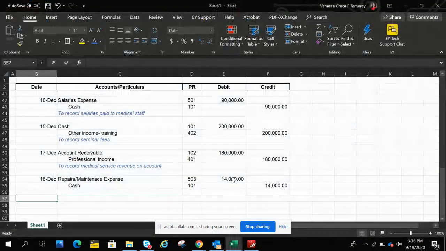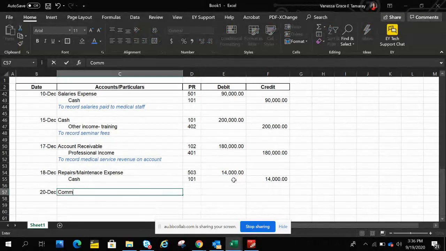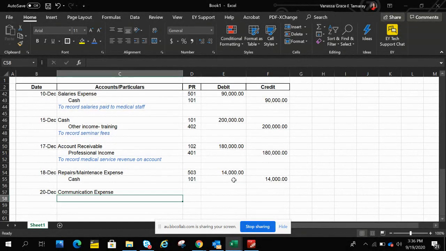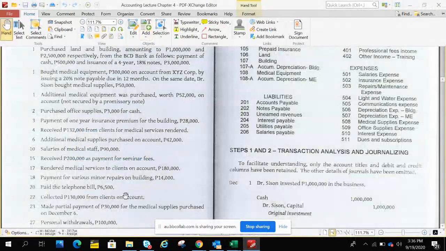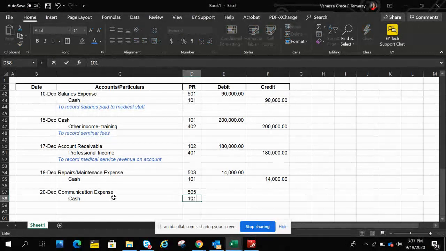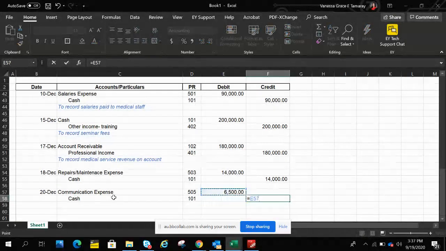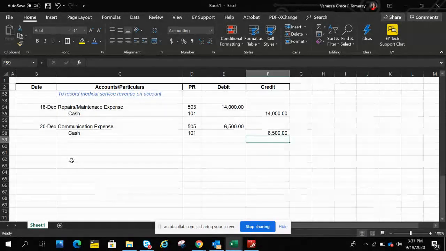December 20. Ang communication expense ay expense. So, debit, communication expense. Bayad daw tayo, so credit, cash. Ano daw yan? 505, 6,500. 6,500. Okay. Next.